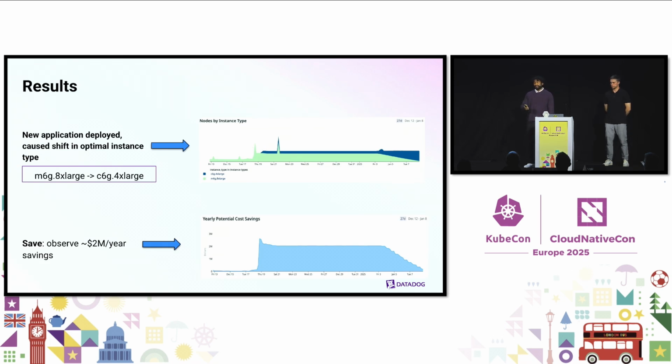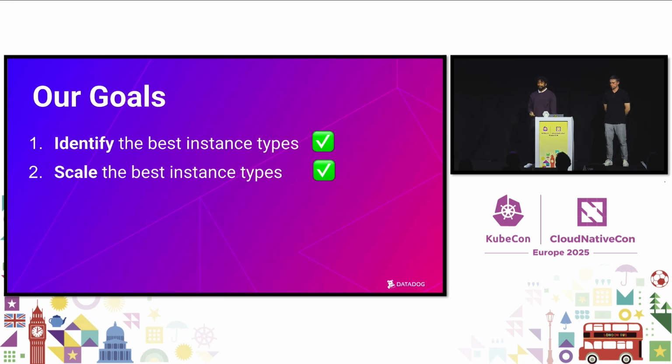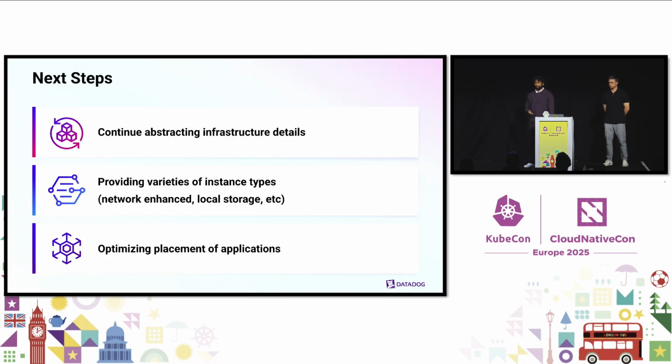So you can see, as we switch to the blue C6G.4x large instance types, our potential yearly cost savings went down by $2 million. So we've saved millions again. So we've accomplished both of our goals now. We're able to both identify and scale the best instance types.